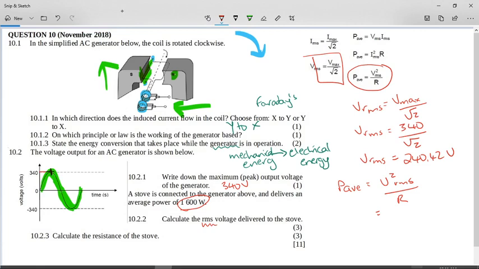So the average power is 1600 watts. The voltage RMS is 240,42. We just calculated it, so we have to square that divided by R. That is going to give us the resistance here. And if you put this all into your calculator, you end up with a resistance of 36,125 ohms, or if you want to round it, 36,13 ohms.